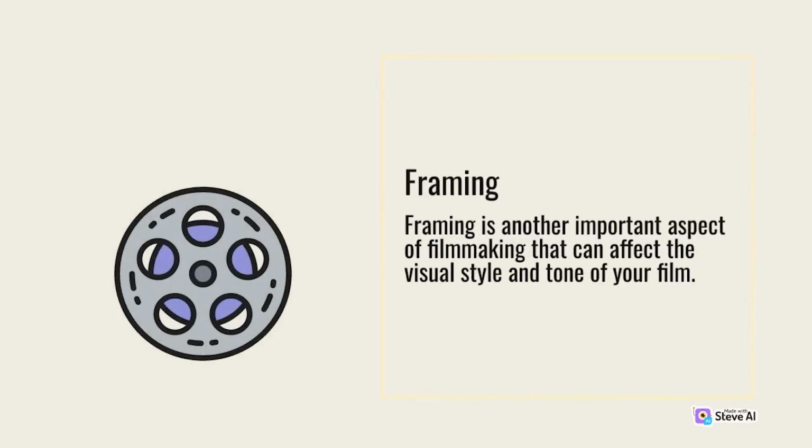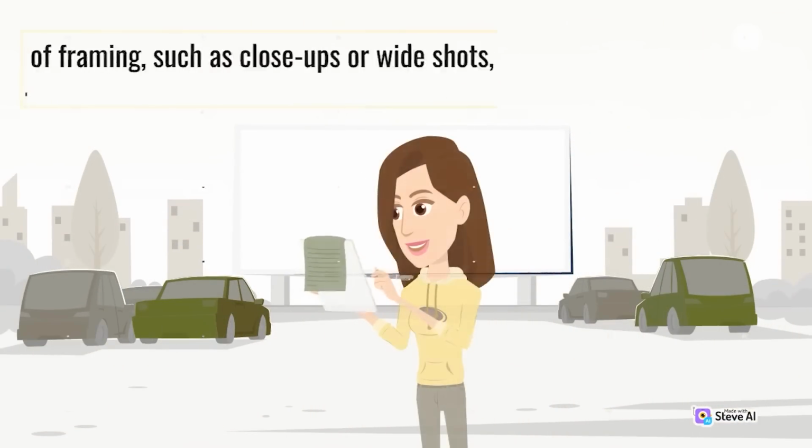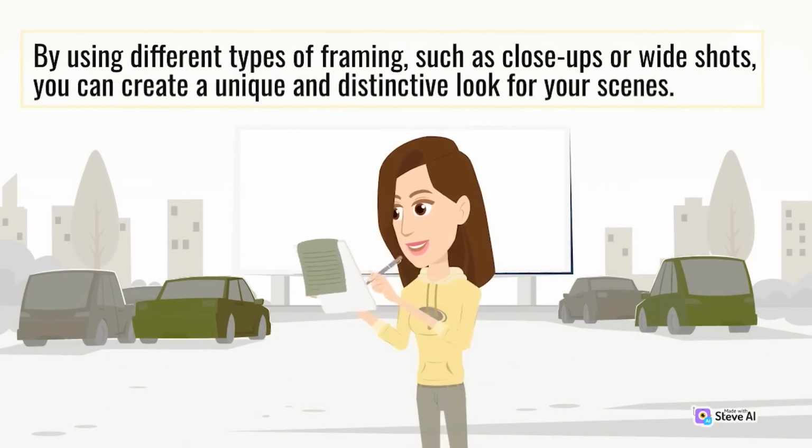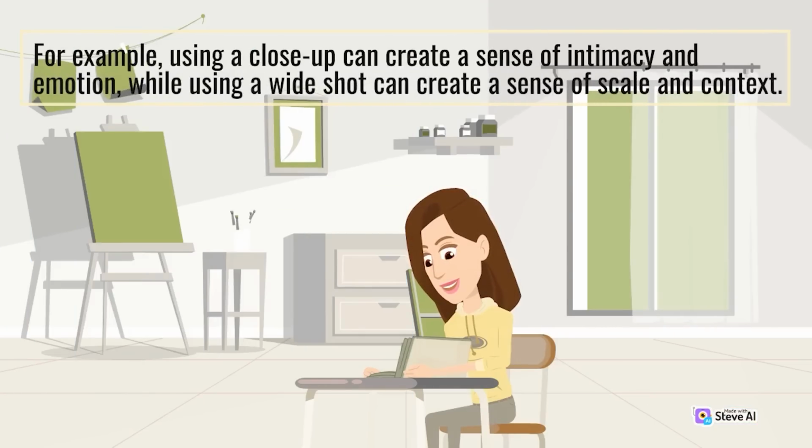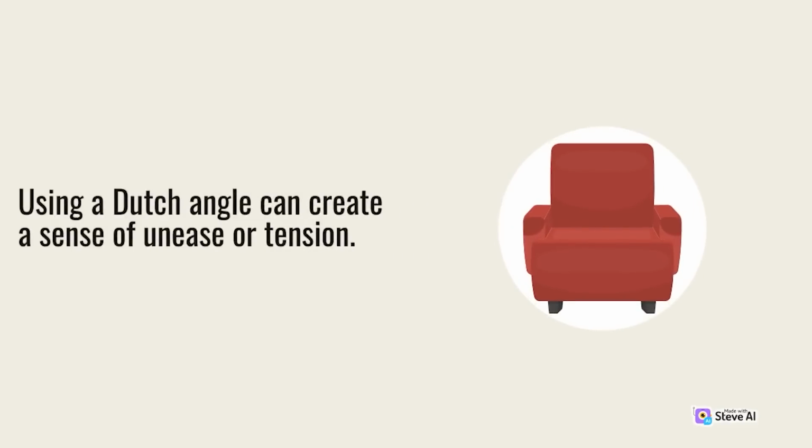Framing. Framing is another important aspect of filmmaking that can affect the visual style and tone of your film. By using different types of framing, such as close-ups or wide shots, you can create a unique and distinctive look for your scenes. For example, using a close-up can create a sense of intimacy and emotion, while using a wide shot can create a sense of scale and context. Using a Dutch angle can create a sense of unease or tension.